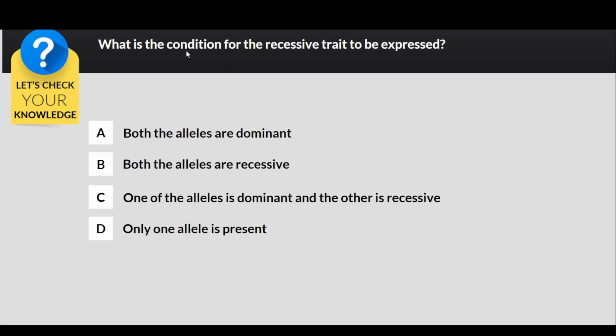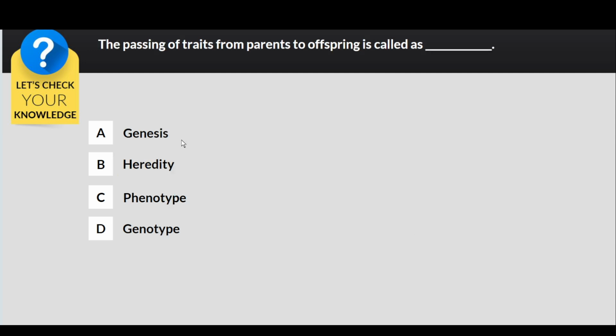Try this. What is the condition for the recessive trait to be expressed? When do they express? B. Yes, when both are recessive. Try this.